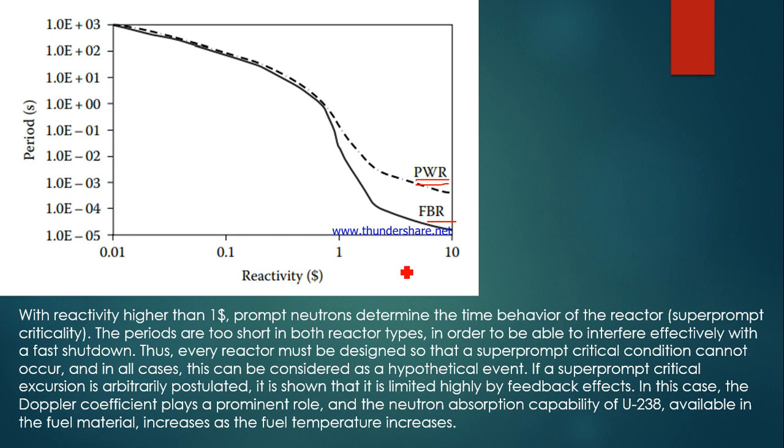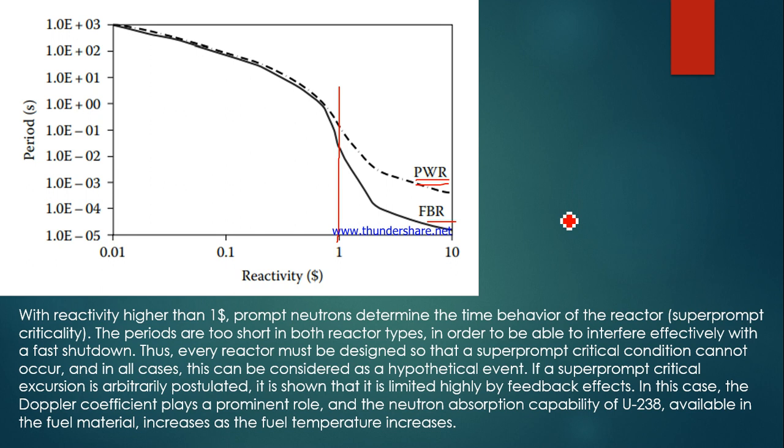too short. So to avoid such a condition, that means from here when the exponential increment of reactivity is initiated, before that you have to shut down. So you need a very fast shutdown. Otherwise it will become a bomb. It means it will go to an uncontrollable state. So every reactor must be designed so that the super prompt critical condition cannot occur in any condition.